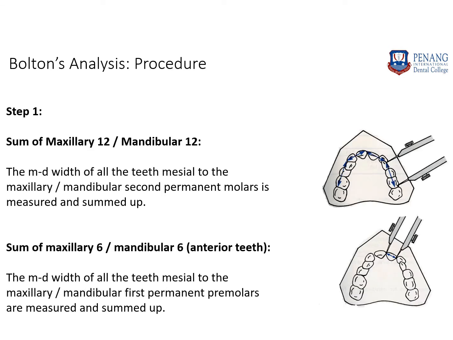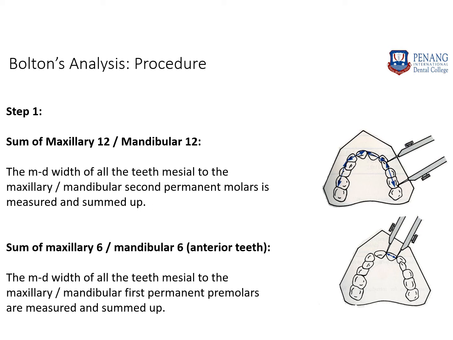So what is the procedure of Bolton's analysis? Step 1 will be to find the sum of maxillary 12 and the mandibular 12. You'll use your vernier calipers or your dividers to measure the mesiodistal width of the teeth mesial to the maxillary or mandibular second permanent molars. That is, you will start from 6 onwards. Once you have calculated each of the individual widths, you will sum them up.